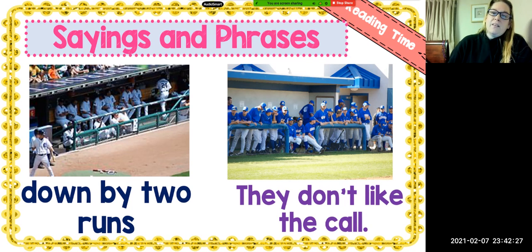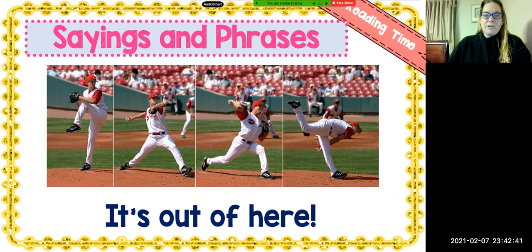The phrase, "they don't like the call." That means that the umpire, or like the judge, has made a decision about a play and the fans do not like it. And then we have the phrase, it's out of here. And that is when a baseball player hits the ball so hard when they're batting that it cannot be caught. They hit it so far, it goes out into the stands or over the fence.